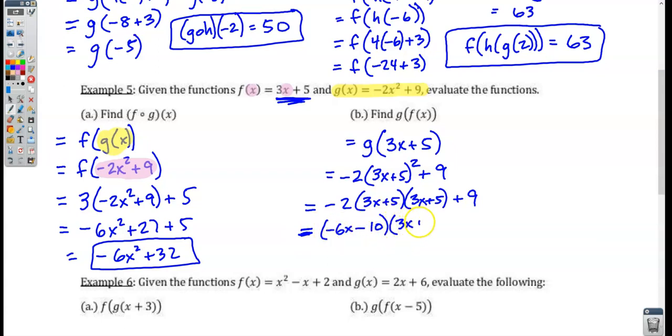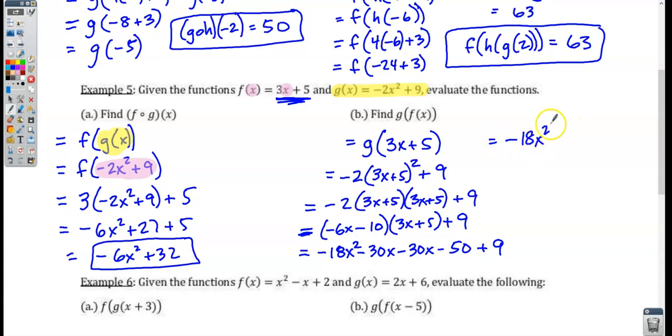That's what I'm going to do. I'm going to multiply the first 3x plus 5 by a negative 2. And then I'm going to FOIL this out. That gives me negative 18x squared minus 30x minus 30x minus 50. I still have that plus 9. And now I just need to combine my like terms. It gives me negative 18x squared minus 60x minus 41. And so that's what g of f of x is equal to.